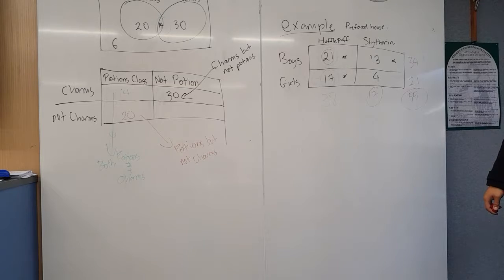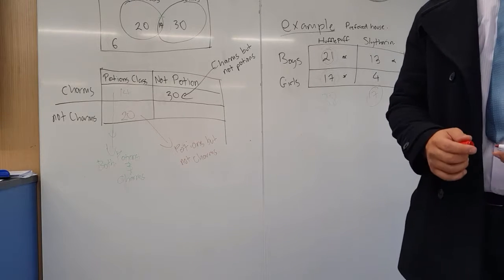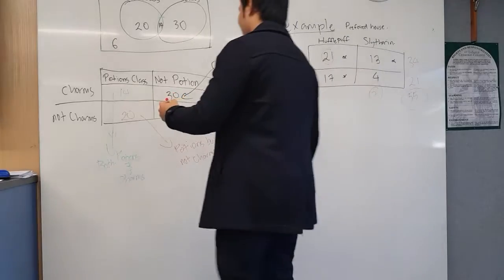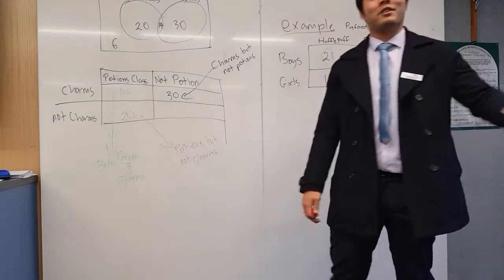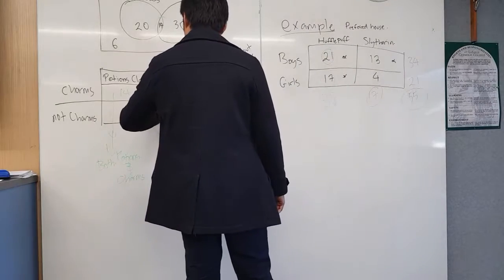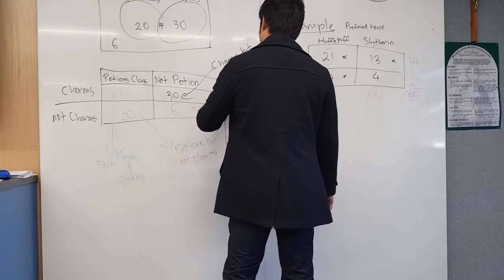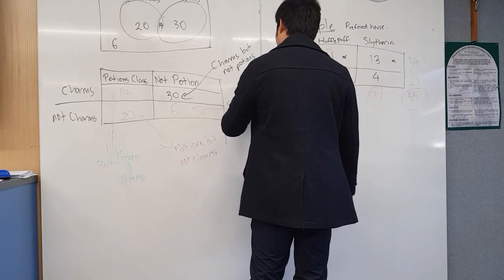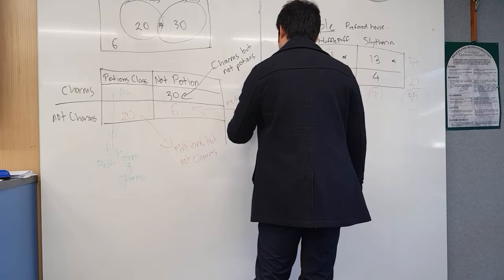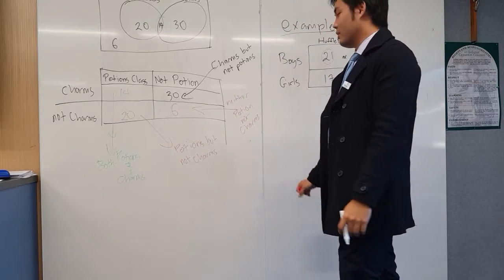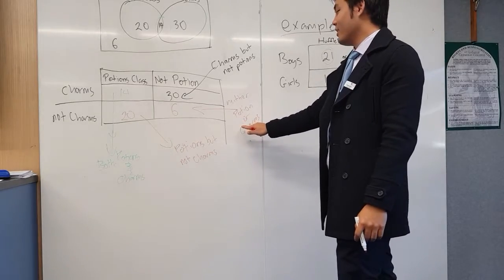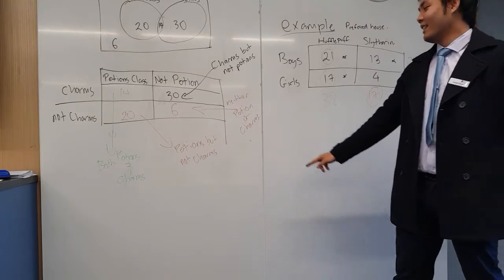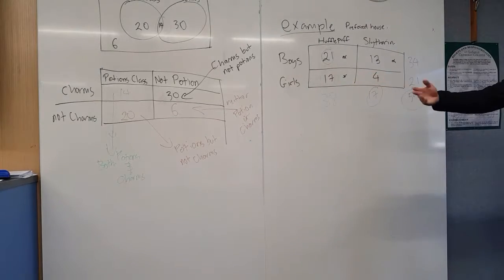The last one? 6, because they're both not potions and not charms, and there's another word we used. Neither. Use the one we did in exercises, so it's neither. So it will be neither potions nor charms, okay?